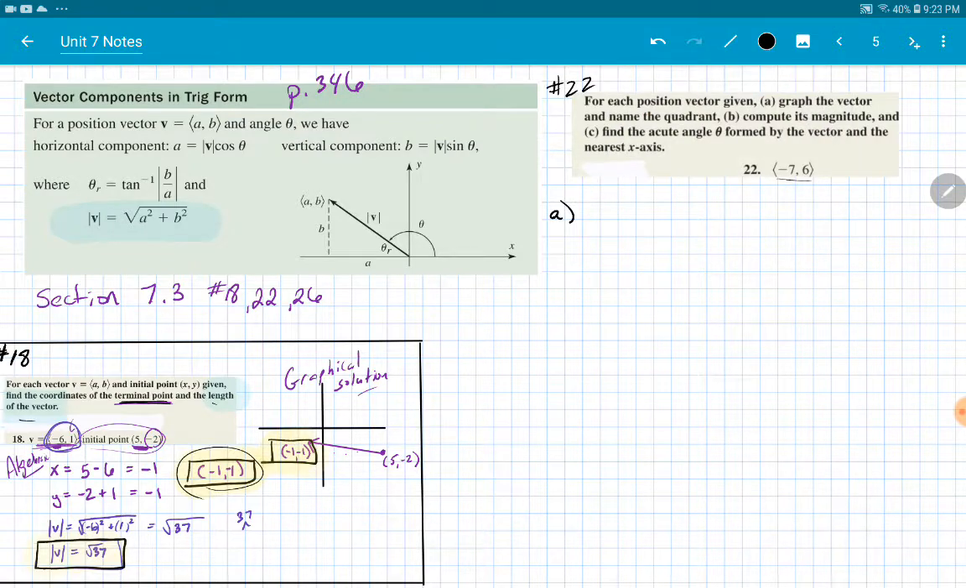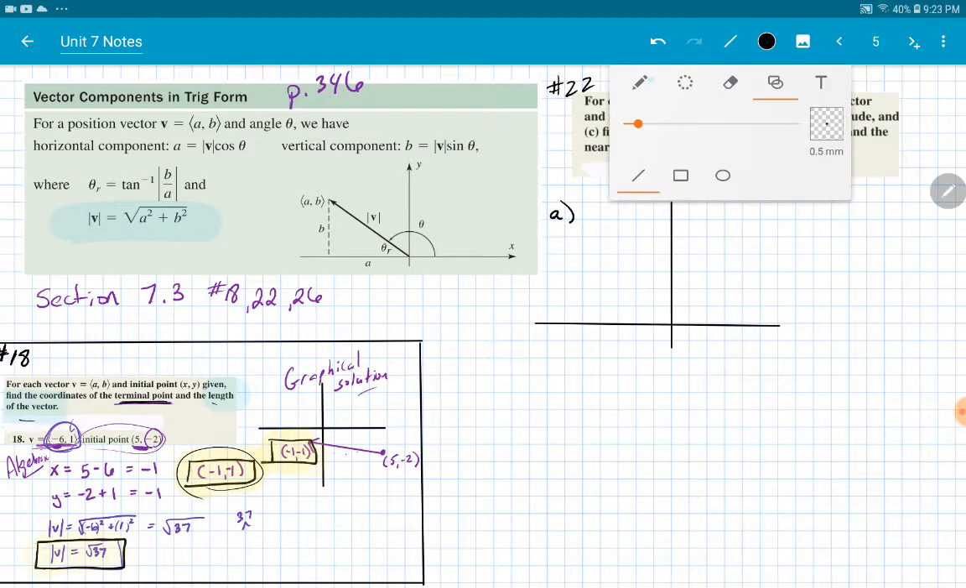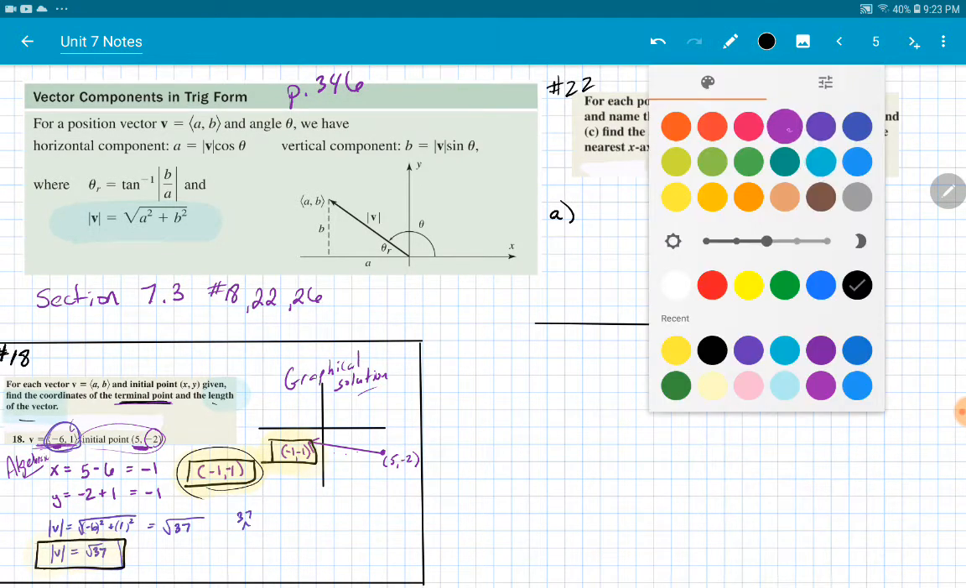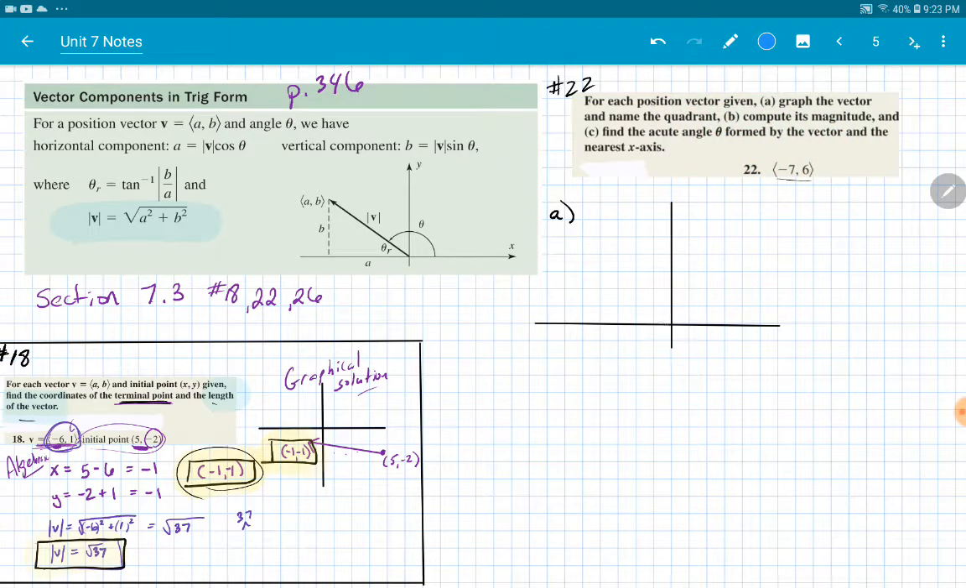I need to go to -7, 6. So I will try this and hope that fits. Let's see. Okay, so -7 in the horizontal: 1, 2, 3, 4, 5, 6, 7. And 6 in the positive vertical: 1, 2, 3, 4, 5, 6. So it just barely fits on my page here.